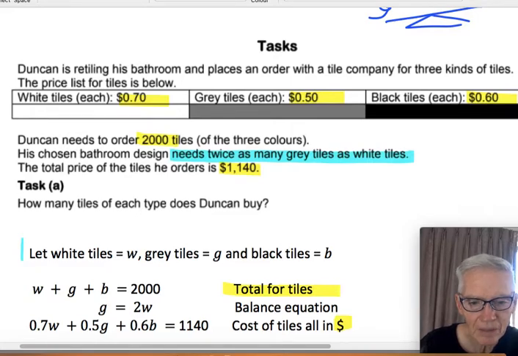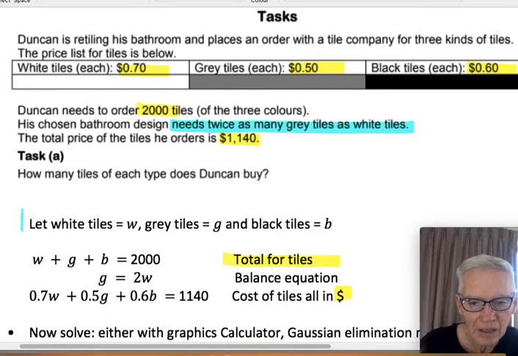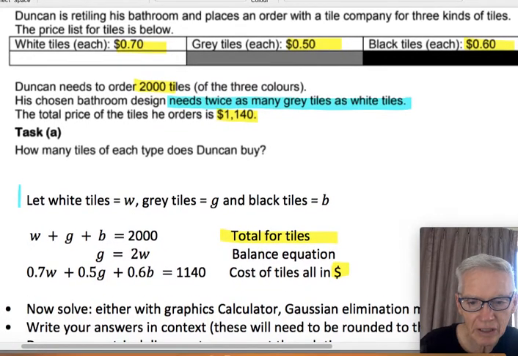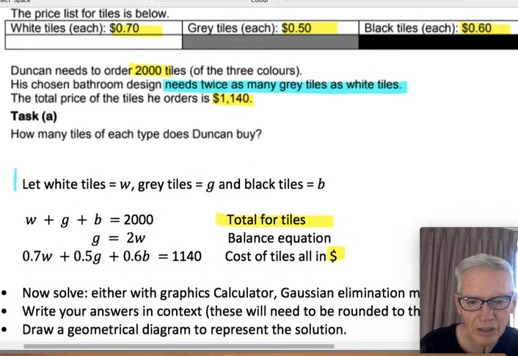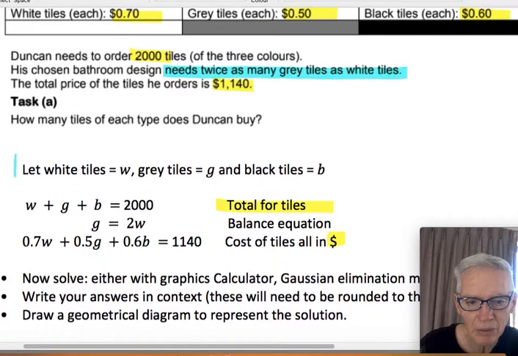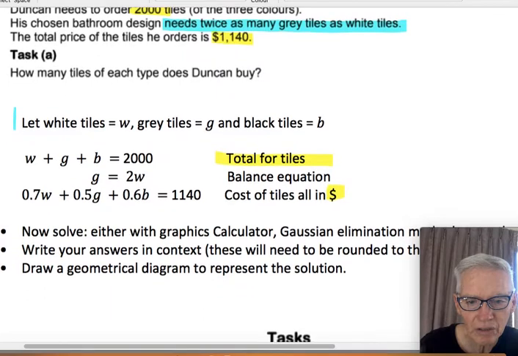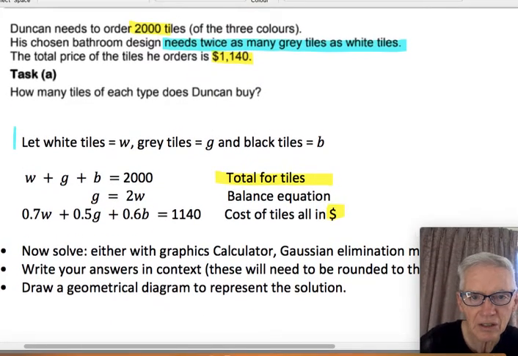So let's go on. Now you can solve with a graphics calculator. You can use the Gaussian elimination method. And for this one, you need to write the answers in context. Now they'll need to be rounded and draw a diagram to represent the situation, the solution. And just a reminder to draw the diagram.